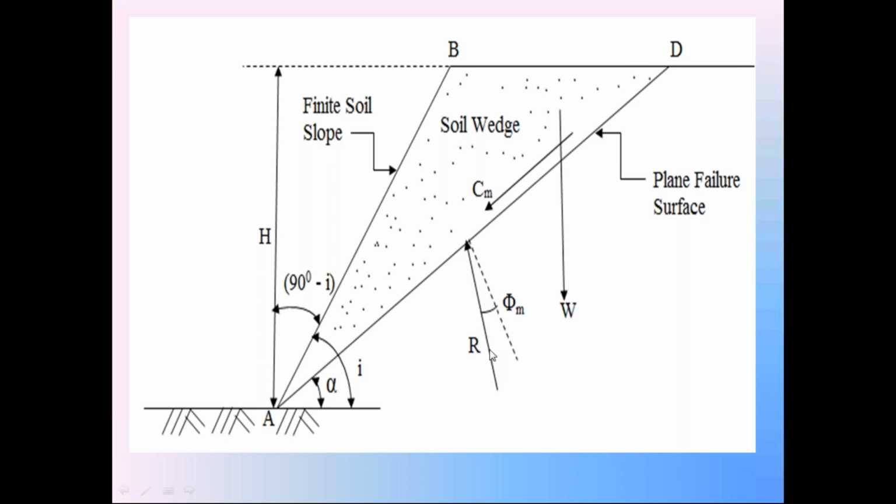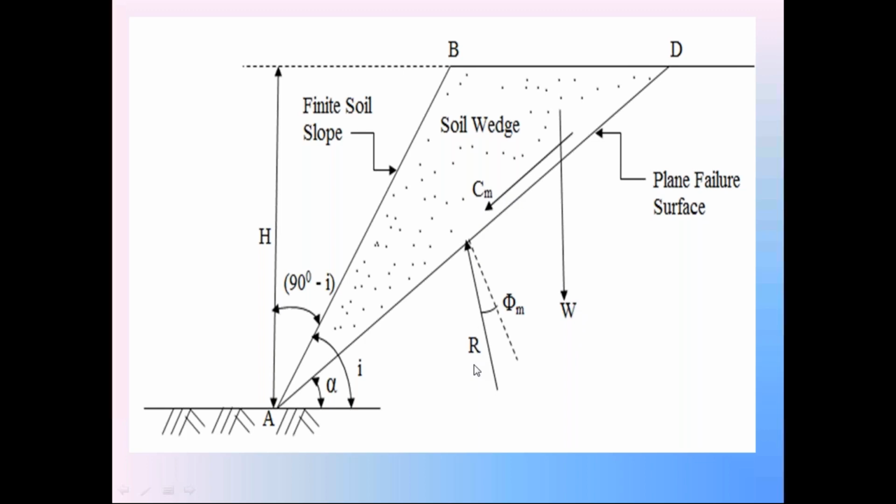R is unknown. So please listen. Out of these three forces, one force W is known in magnitude as well as direction, another force is known only in direction, and the third one is the unknown force R. But the condition is these three forces form a closed force triangle. So prepare that force triangle by using W, Cm and R. So coming to this Culmann's procedure.